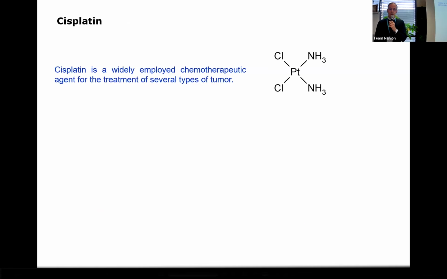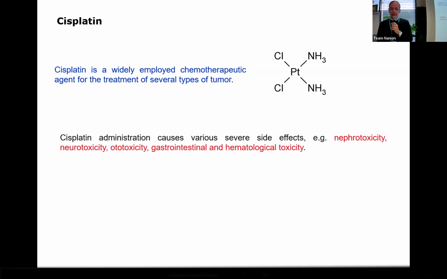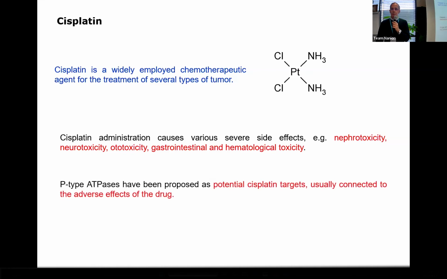So as you know, cisplatin is a widely used anti-tumor agent for the treatment of several types of tumor. However, cisplatin administration is associated with severe side effects, including nephrotoxicity, neurotoxicity, and ototoxicity, and P-type ATPases have been proposed as potential cisplatin targets, usually in connection with the adverse effects of the drug.